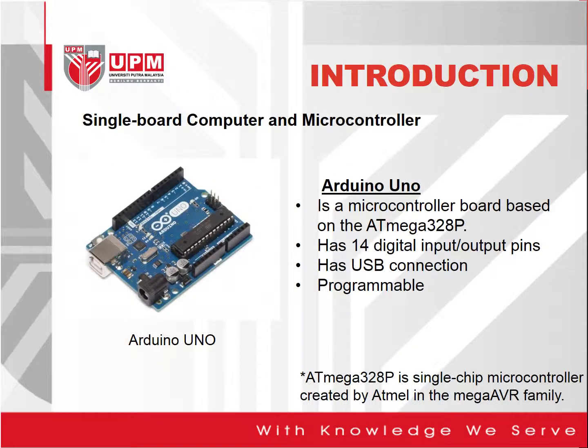Arduino Uno is a microcontroller board based on the ATmega 328P. ATmega 328P is a single chip microcontroller. Arduino Uno has 14 digital input and output pins, which are used to acquire data from sensor to controller and channel the controller output to actuator. It also has USB connection and it is programmable. Arduino Uno is programmable using computer by making connection to Arduino Uno through USB.